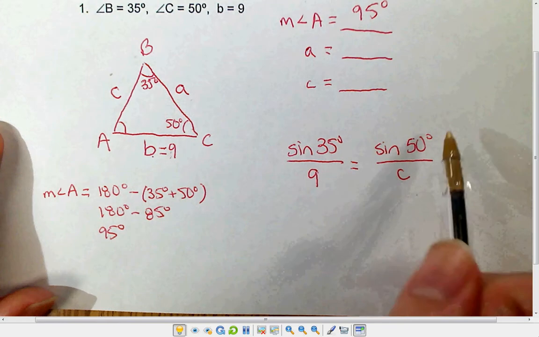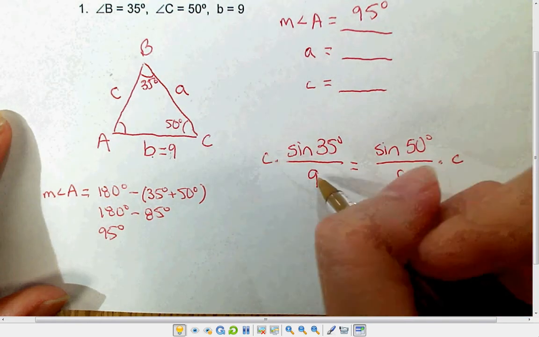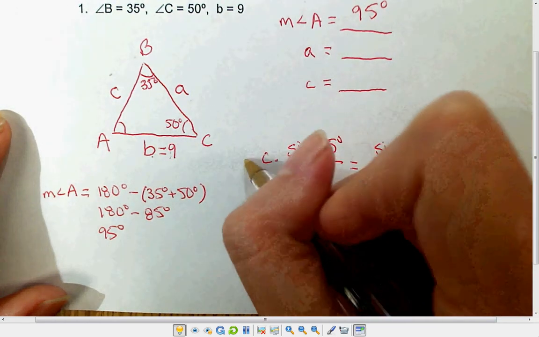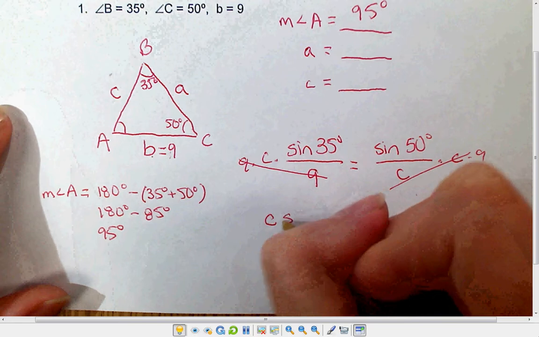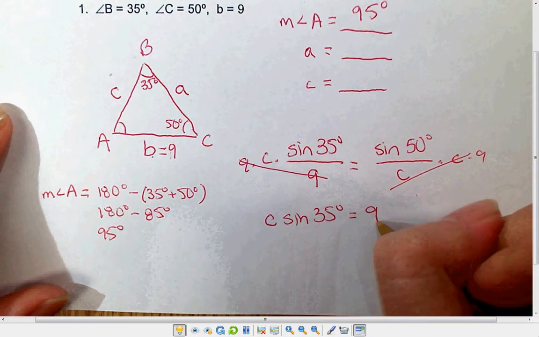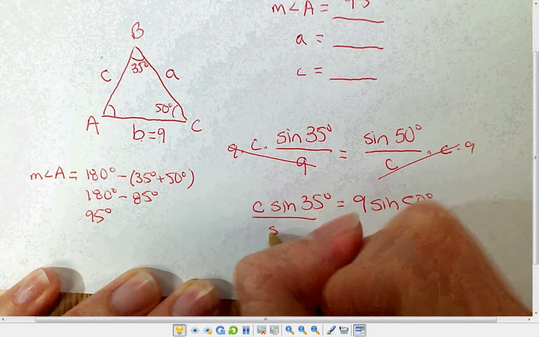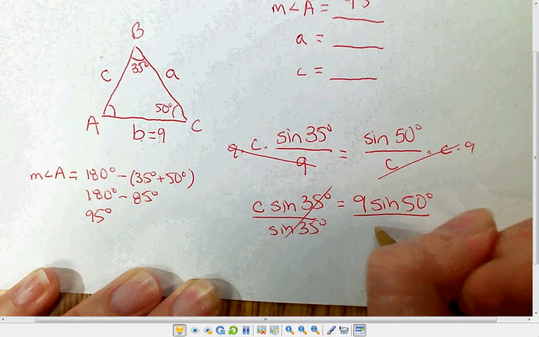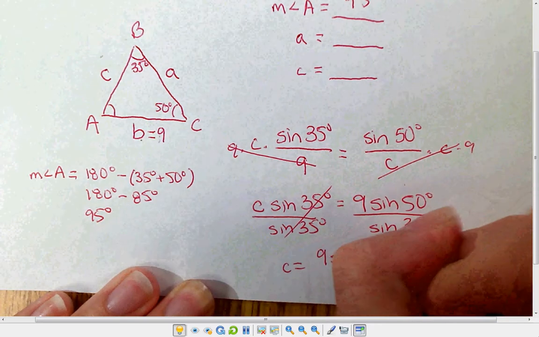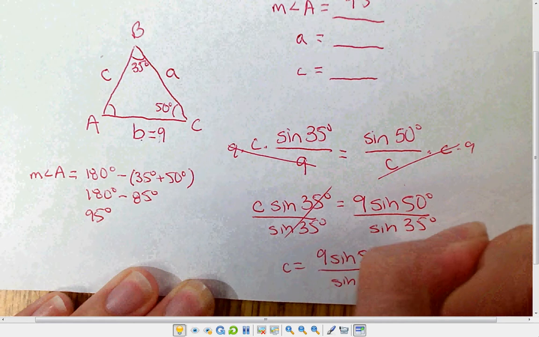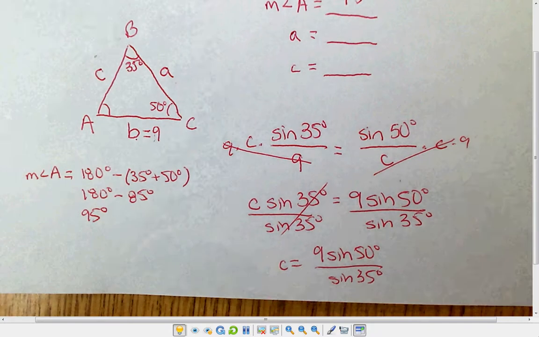So what we're going to do is cross multiply. So multiply both sides by C and multiply both sides by 9. So the 9 and this 9 cancel out, the C and this C cancel out, so we're left with C times sine of 35 degrees equals 9 sine of 50 degrees. Now again, we're trying to get C by itself, so we're going to now divide both sides by sine of 35 to cancel this out. And we know that C is 9 sine of 50 degrees over sine of 35 degrees. And now that we have C by itself, we can put this into our calculator.